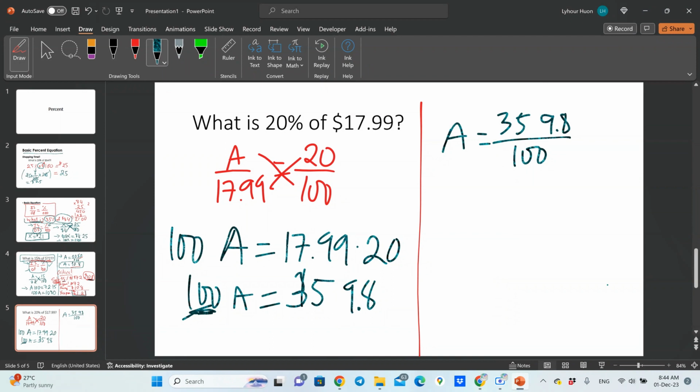Now 359.8 divided by 100. Dividing by 100 is easy because we just shift the decimal to the left. Wait, your left or your right? Left. We want to make it smaller, so we shift two places, so it's equal to 3.598 dollars.